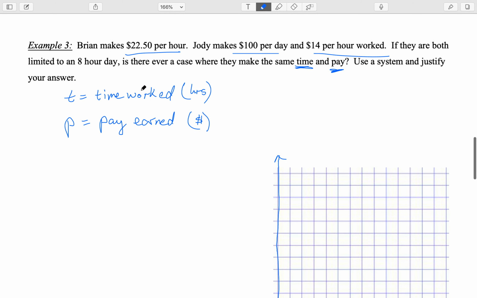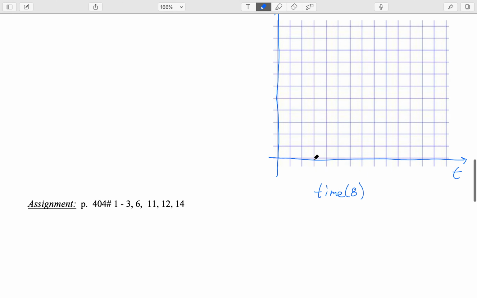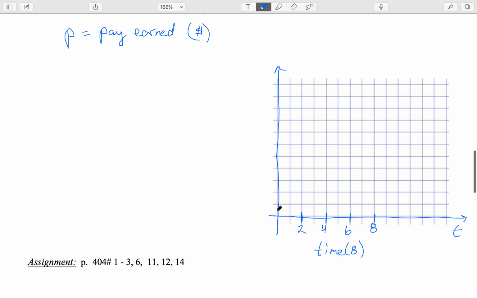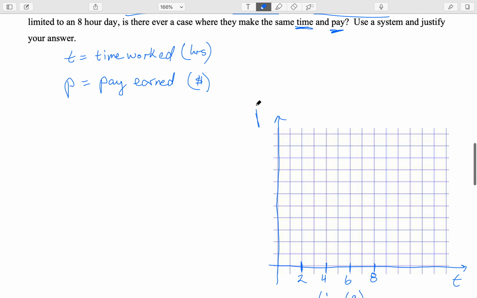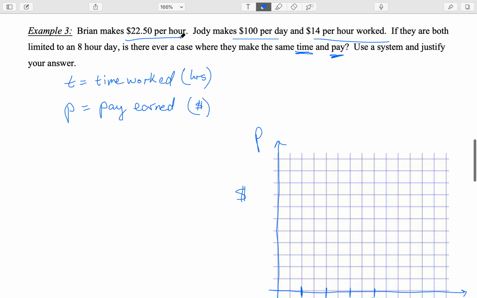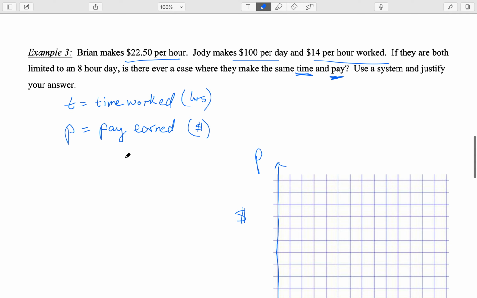Now careful. It says they're both limited to an 8-hour day. So should I go 1, 2, 3, 4, 5, 6, 7, 8, 9, 10, 11, 12, 13, 14? Okay, we'll just stop this off at 8 hours. 2, 4, 6, 8 hours. So that's the only part of the graph we're going to use. I need to know some equations. I know this is going to be pay, P, so this is pay in dollars. I'm probably not going to go 1, 2, 3, 4, 5. No, because he's making $22.50 in the first hour. Let's figure out some equations here.